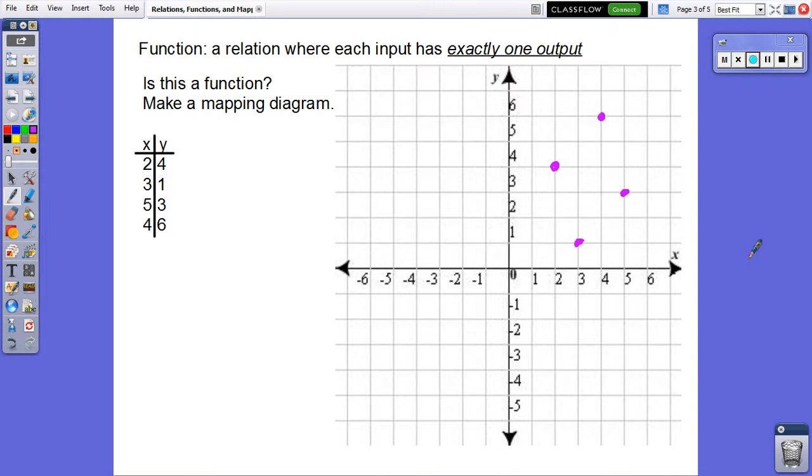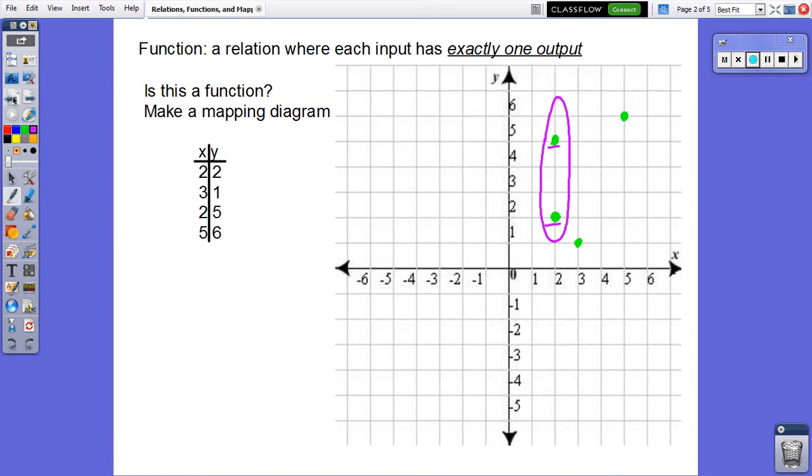I'm going to go back to the last example and we're going to look at doing a mapping diagram. So what we're going to do is just list the x values, list the domain, list the range, the y values, and then we're going to draw arrows going from each x value to its corresponding y value. So the x values for this one are 2, 3, and 5. Notice that 2 is here twice, so I'll only list it once here. Then the y values are 1, 2, 5, and 6.